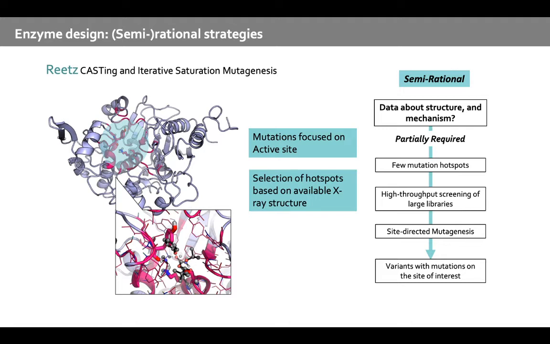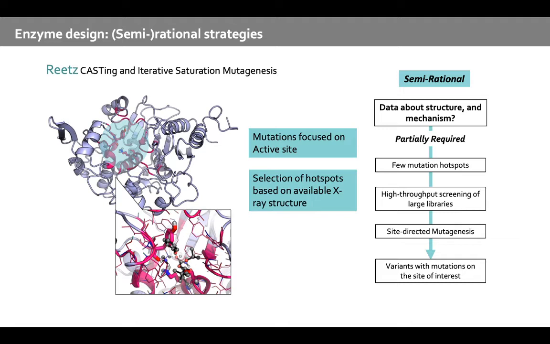You don't need the structure, for example. But in these semi-rational strategies, of course, you need to have information about the enzyme. And usually you take the X-ray structure. So you have the X-ray maybe with something bound or maybe with nothing bound. It doesn't matter. But you take the X-ray, you know where the active site is. And with that, you manually select which positions you want to mutate.